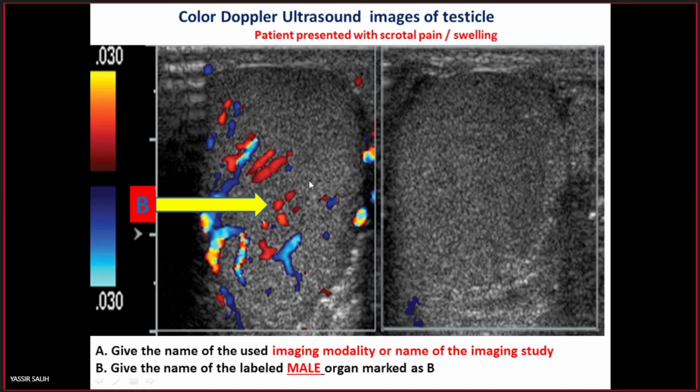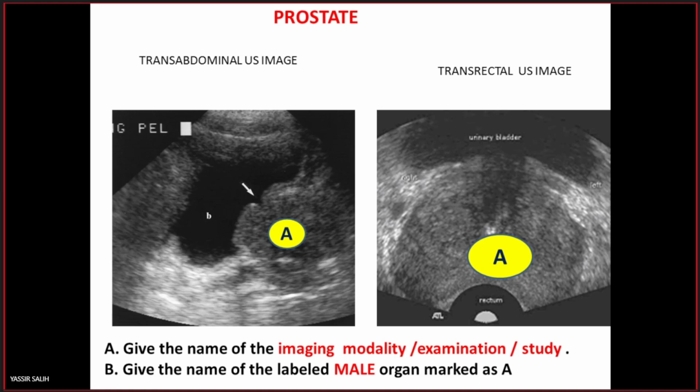Give the name of the labeled organ marked as B. This is the testis. Give the name of the imaging modality in this one. Ultrasound. Yes. Give the name of the imaging examination or study.